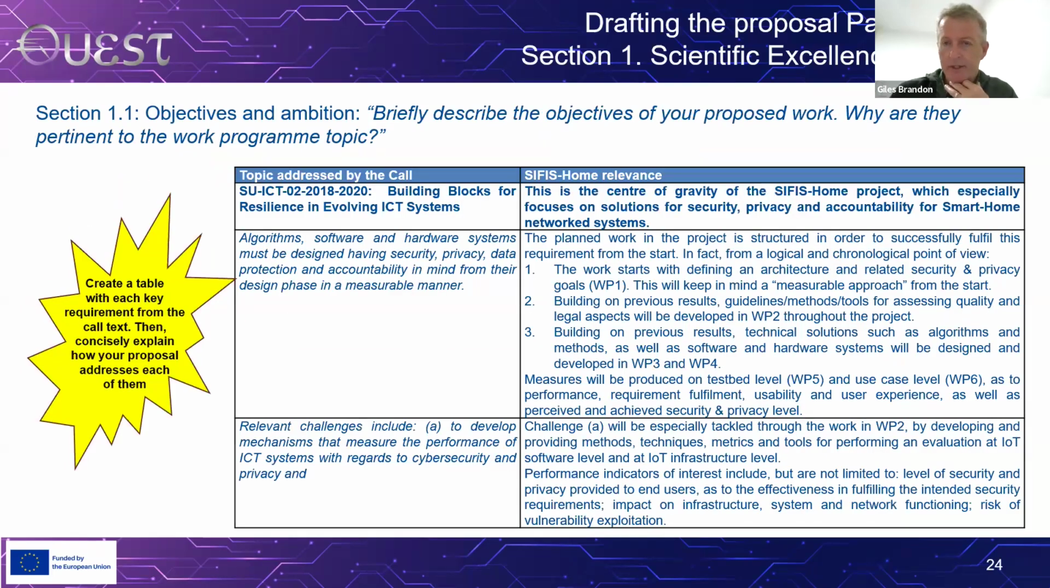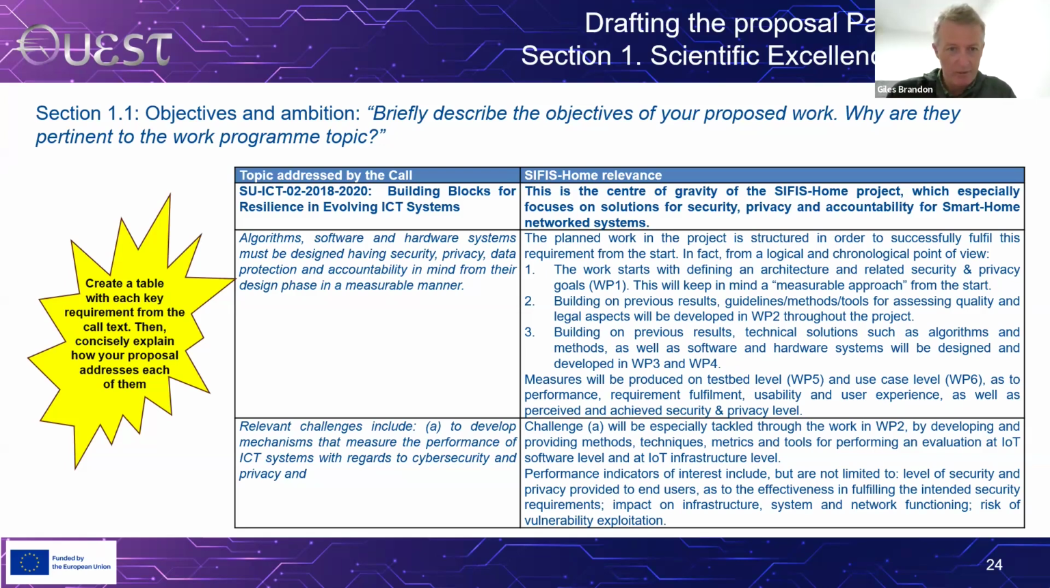Also in this section, scientific excellence, the standard application form will typically say: how are the objectives of your proposal pertinent, how are they relevant to the work program topic, the call text? What you see here is an example. This was a proposal some years ago which led to a project called Civis Home. This is a classic thing that consortia do.